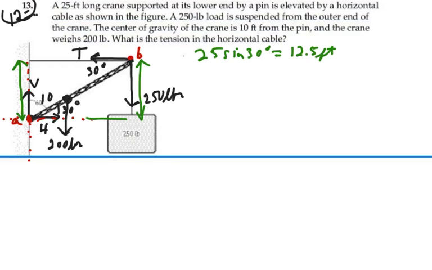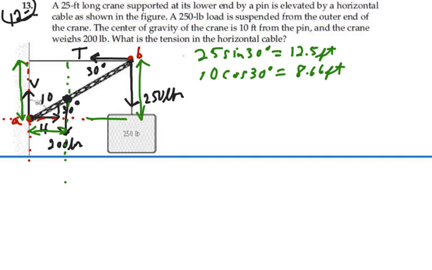Okay, we want the moment arm for the weight of the crane. That's going to be from the pivot point to the line of action of that weight. This is the line of action here. And so that distance is going to be 10 times the cosine of 30 degrees. That's going to be 8.66 feet.